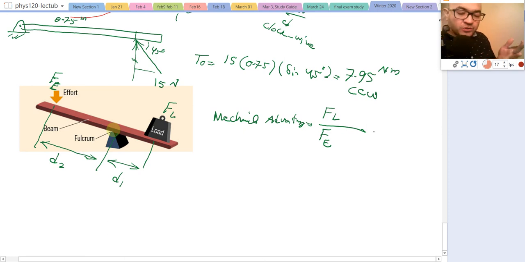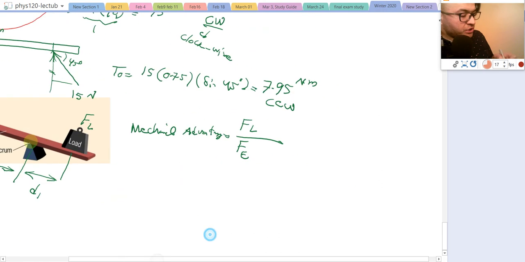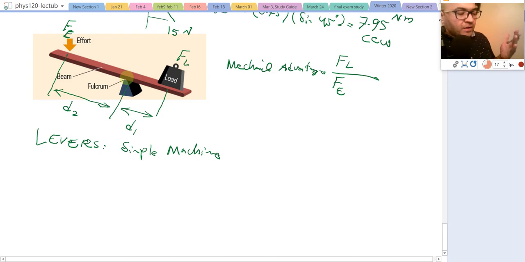Depending on how much the load is and how much force you apply, that's called mechanical advantage, because we are using a machine. Remember, levers are types of simple machine. Now, how can we calculate, for instance in this example, how much force I need to apply if the rest are given?